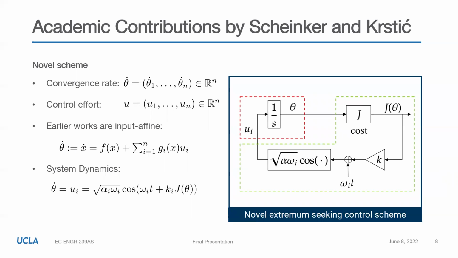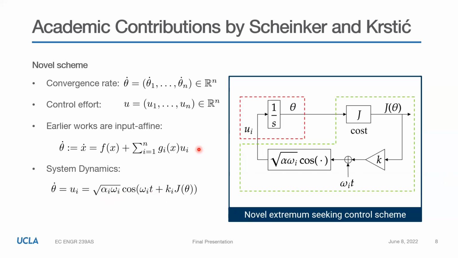Here, we see a representation of an input-affine system, x dot, where F and G sub i are smooth functions. In the authors' scheme, the system dynamics theta dot, which is equal to the actuating force to the system u i, formulates the sine and cosine functions, which are then multiplied by the square root of alpha sub i and omega sub i. Again, here, this alpha sub i is simply a scalar.